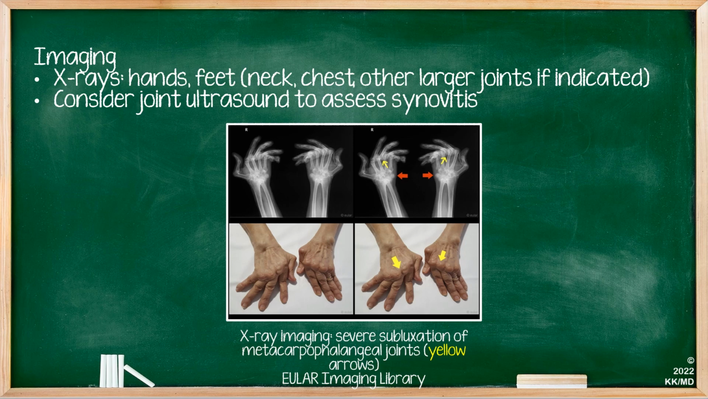In these images here, you can see that there is severe subluxation of the metacarpophalangeal joints, which are commonly affected joints in rheumatoid arthritis.